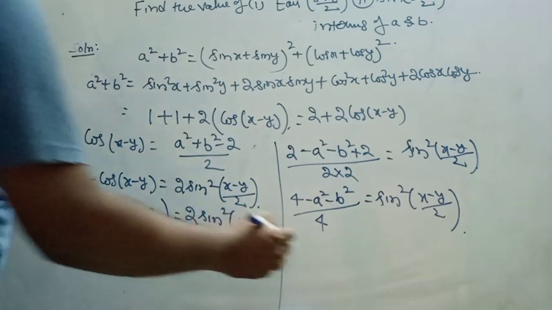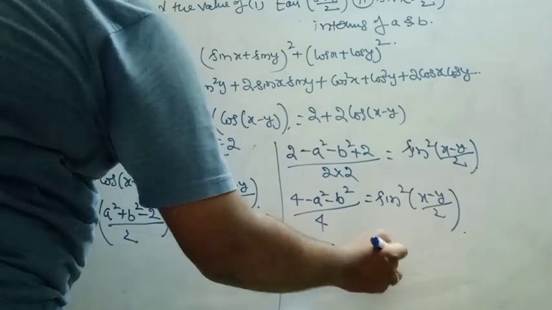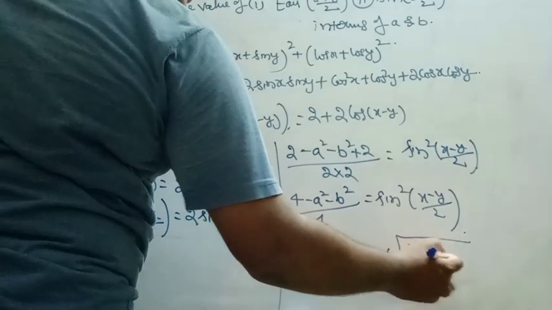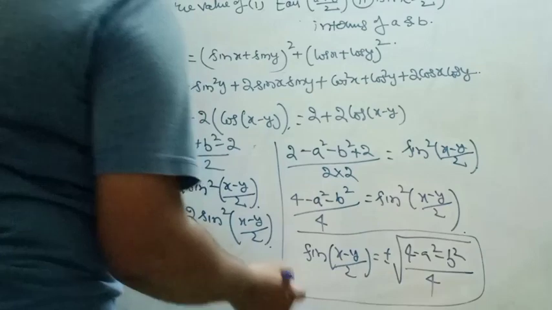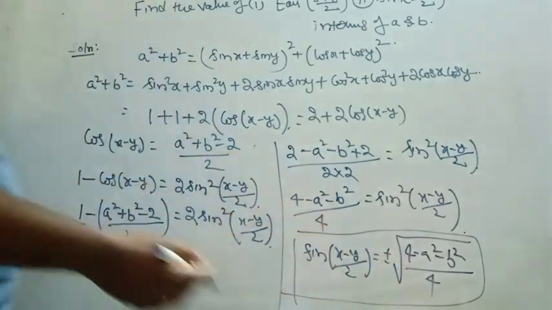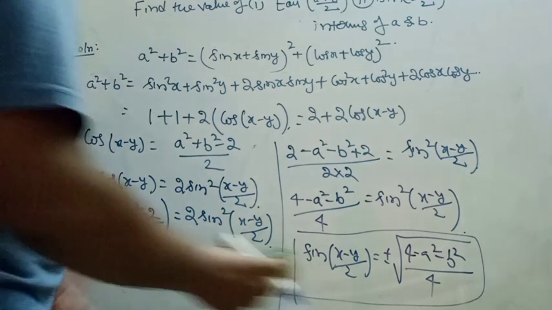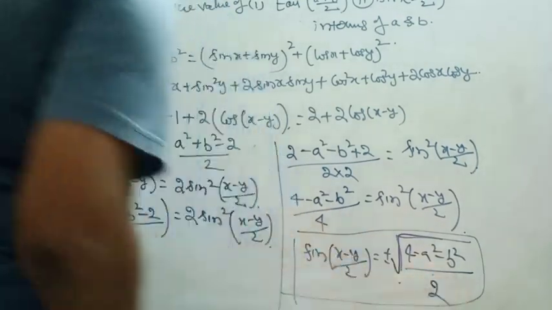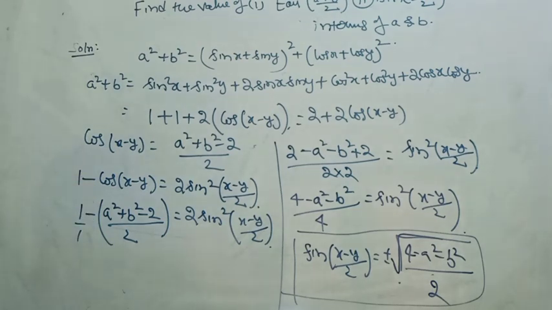Now sin of (x minus y)/2 is equal to plus or minus square root of (4 minus a square minus b square) by 4. That's all you are going to get. If you remove the square root for this 4, you will be getting that as 2. Right, my dear students, in that way you will be getting this particular problem. Of course, if you remove from this square root, you will be getting this by 2. Wonderful. Like this we will do this particular problem, right?